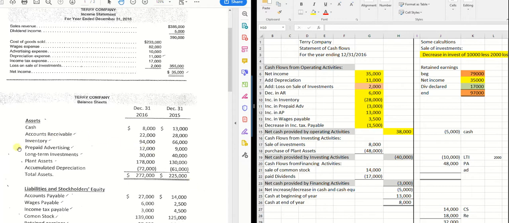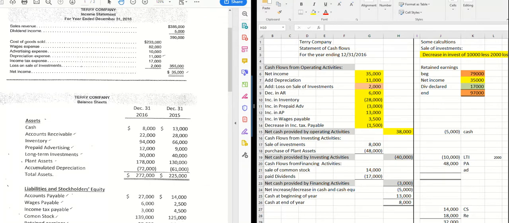We look at our long-term assets section for the investing section. Here I have two long-term investments, and you notice that long-term investments went down by $10,000. So I must have sold it. So let's think about your journal entry.